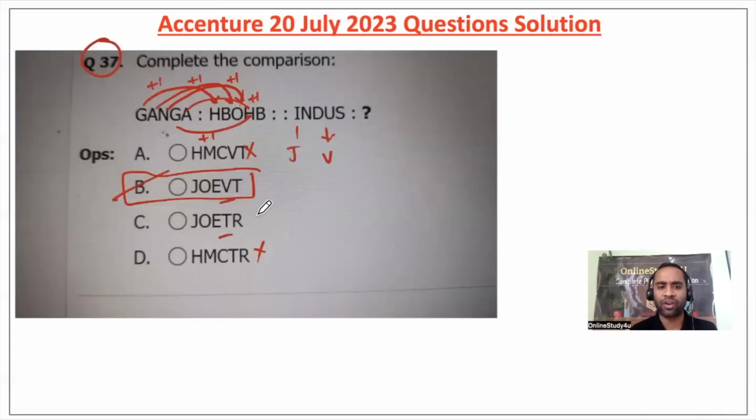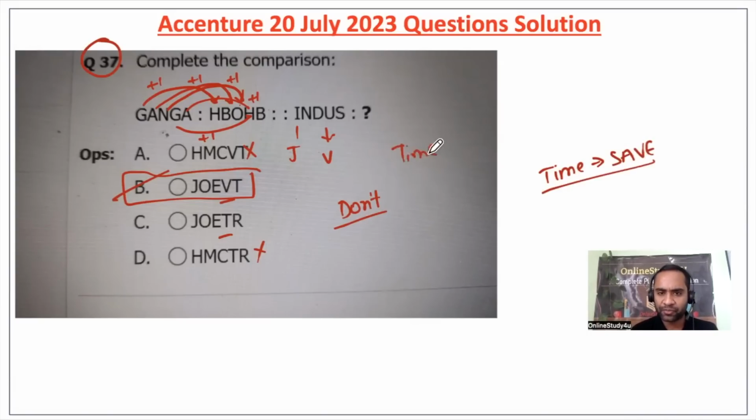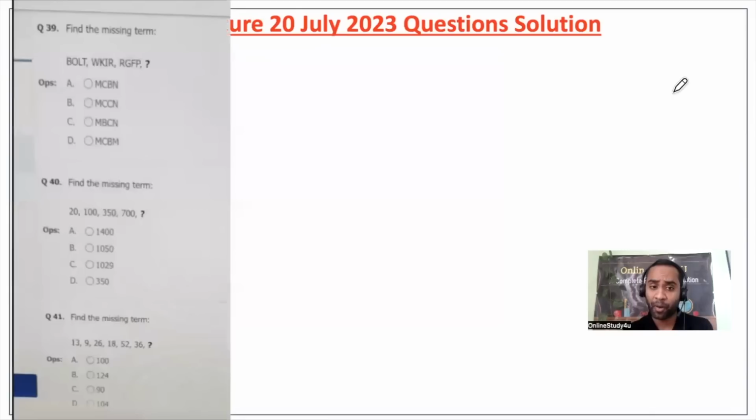No need of checking all the others. Don't waste your time. In an examination, the most important thing is time, which you have to save. If you save time here, you can spend it on another question. You will have 90 minutes to solve 90 questions, so try to save as much time as possible, because time plays a very important role.